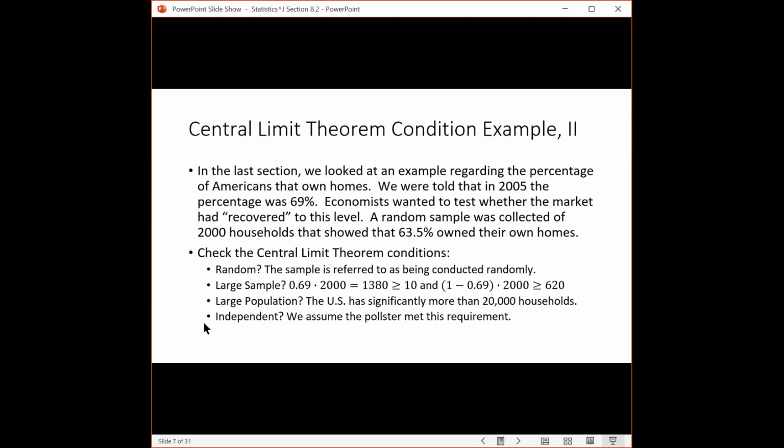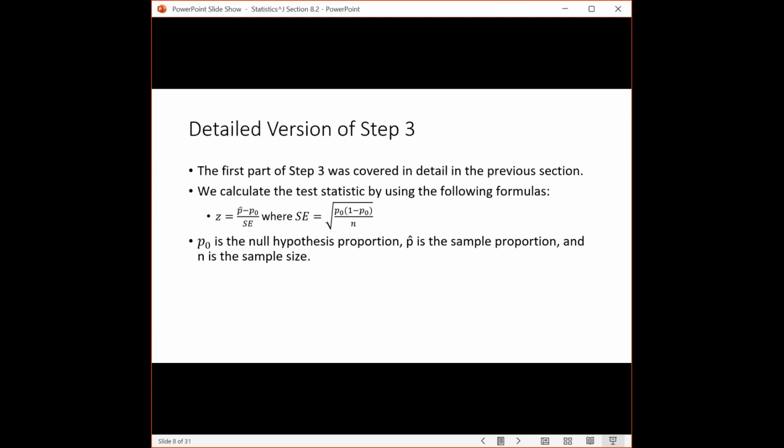And then finally, there's no way for us to verify the independence of the individual observations and the independence of the households from each other in the sample. So we're going to assume the pollster did meet this requirement, but you'd have to talk to them in real life. Okay, so now we're good. So that's it for step 2.